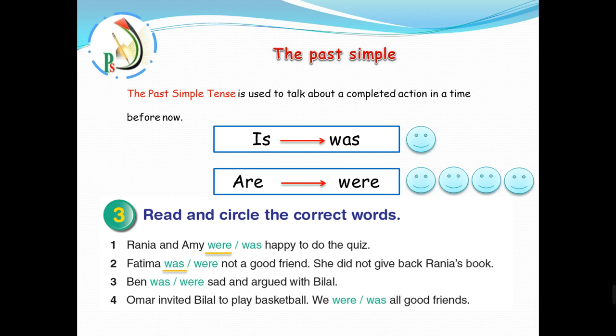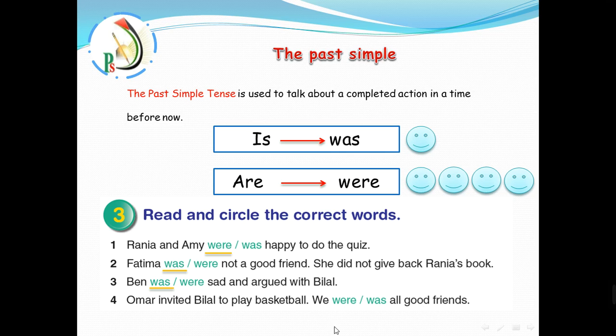3, 2, 1. 3. Ben was or were sad and argued with Bilal. What do you think? Ben, singular. So Ben was sad. Very good. 4. Omar invited Bilal to play basketball. We were or was all good friends.